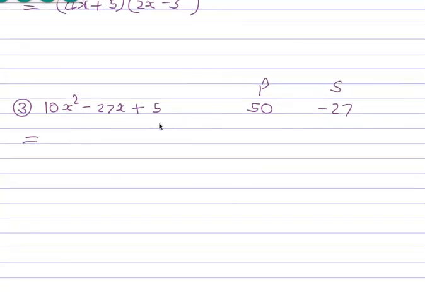Product positive, sum negative, it means both numbers have a negative sign. Okay, so 2 times 25 and both signs negative. -2 times -25, it becomes +50, and -2 plus -25 is -27. So it works, and the first term and last term we can write as it is.